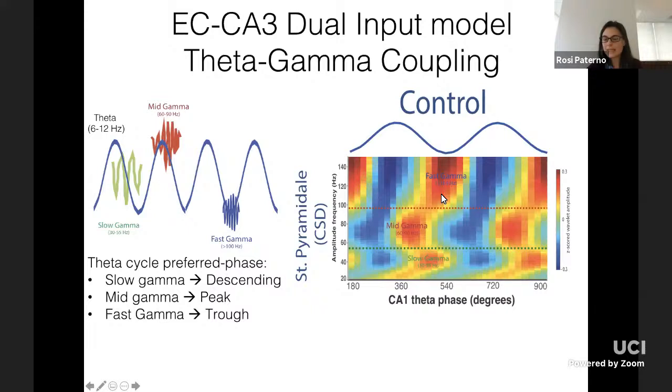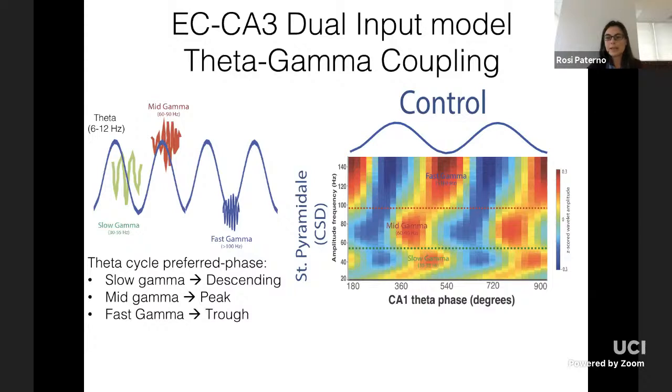And as expected, we can see an increase of slow gamma activity at the descending phase of the theta cycle. We have an increased mid gamma activity at the peak of the theta cycle, and an increase of the fast gamma activity at the trough of the theta cycle. So this is as expected in control animals.